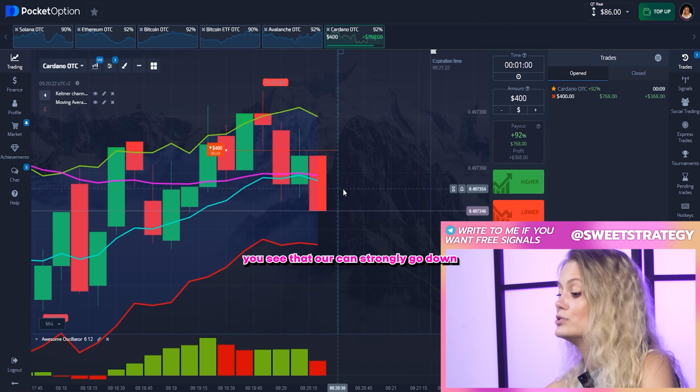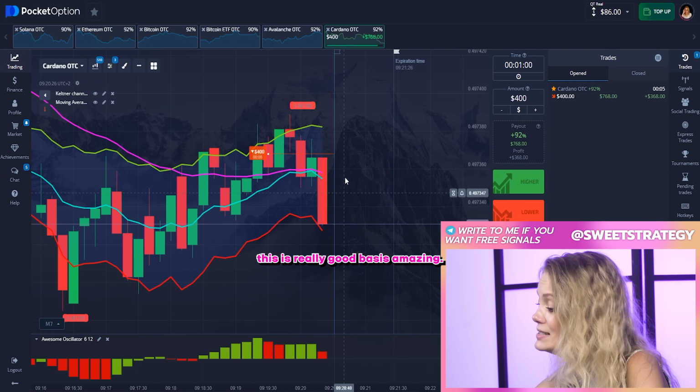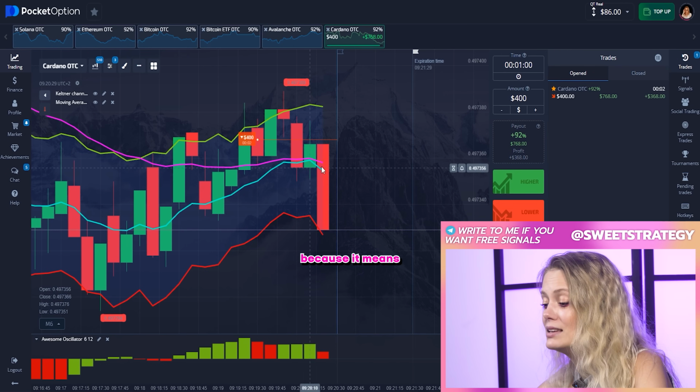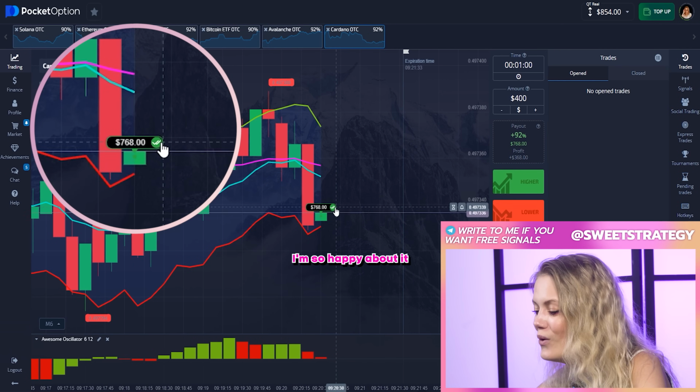So right now you see that our candle is strongly going down. This is really good. This is amazing. I'm so happy about this because it means that it will bring us the profit, and that's what we got right now. I'm so happy about this.